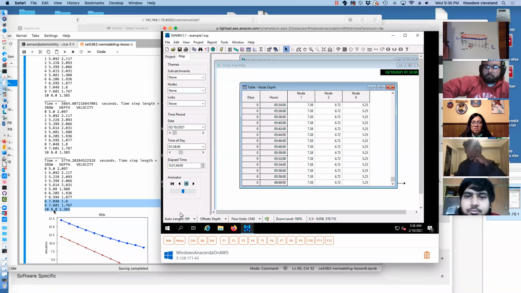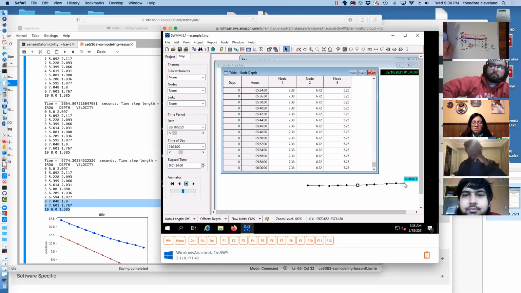Okay, so position 9 in our model in SWIM has a value of 7.38 compared to our 7.6. Position 8 in our model, making sure I got that right, outfall 1, junction 2, is 7.048, and in theirs it's 6.72. And position 5 in our model is 5.88 compared to SWIM's 5.25.